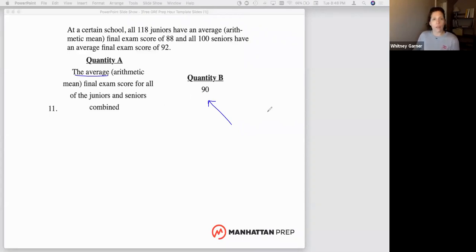And now if you haven't done a lot of QC, our choices are A, if quantity A is always bigger, B, if quantity B is always bigger, C, if they're equal, D, if you can't tell. So quantity A is always bigger, quantity B is always bigger, they're always equal, or you can't tell. We'll take about a minute and a half on this one.